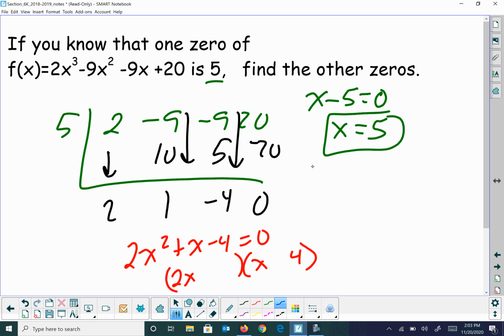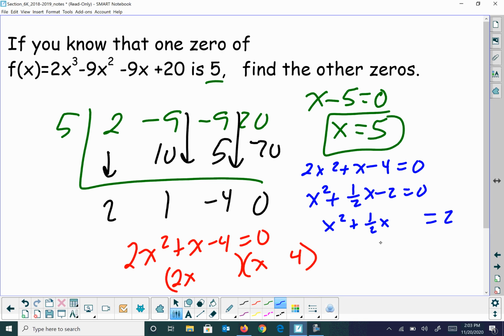So if it's not going to factor, let's go to complete the square. I know we go to the quadratic formula, but you know me. For this, I'm going to divide everything by 2 first. We're going to move the 2 over. All right, ready? Half of half is a fourth. 1/4 squared is 1/16. So that means I'm going to go 32 over 16 plus 1 over 16. So I'm going to get 33 over 16.